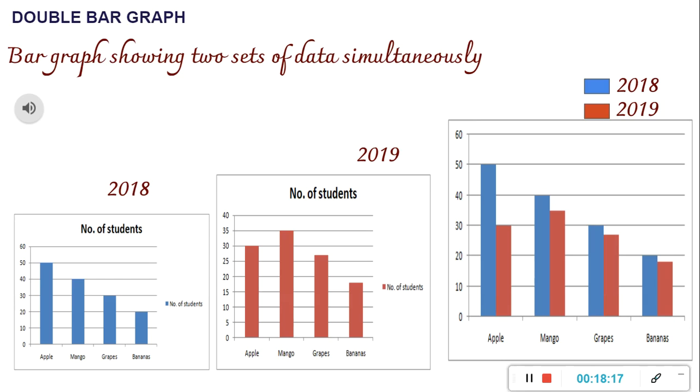In one graph we can put more than two also, but here double bar graph is the name, so that is why we are comparing two sets of data. So what is a double bar graph? A double bar graph means it's showing two sets of data simultaneously in one graph. Clear?